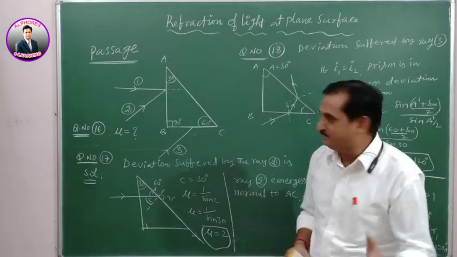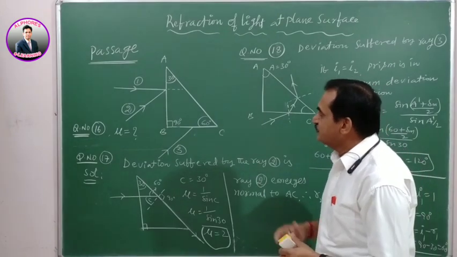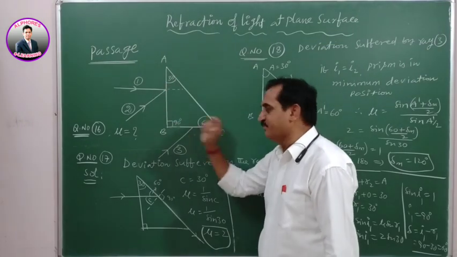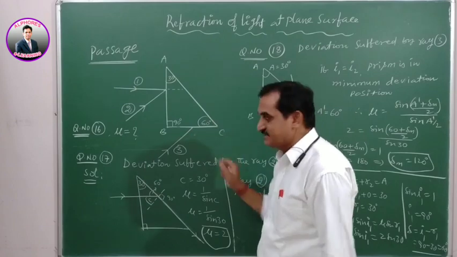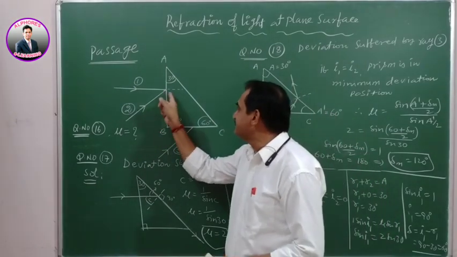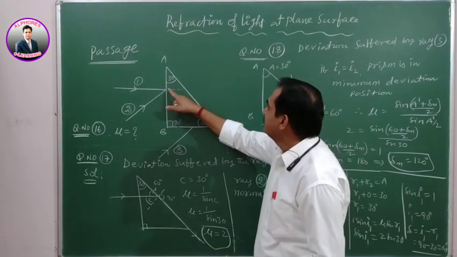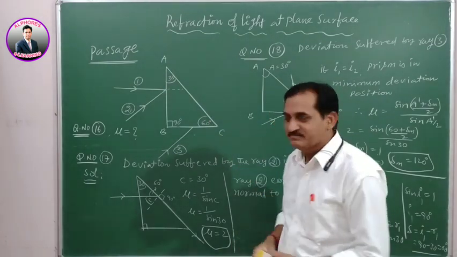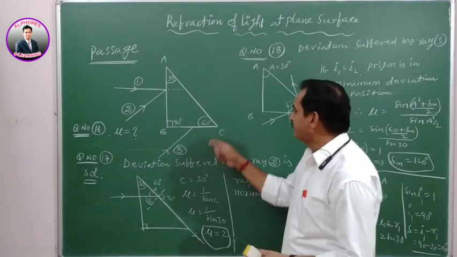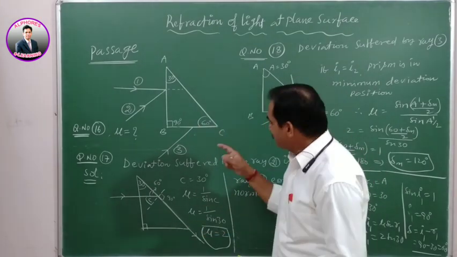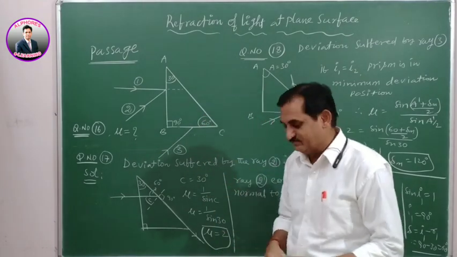Once again, I repeat, there is a right angled triangular prism on which ray 1 is incident normal to AB. After refraction it grazes the surface AC, and the second ray is incident on the same side AB. After refraction, it emerges perpendicular to AC, and the third ray is incident on BC, and after refraction it emerges such that the angle of emergence is equal to the angle of incidence for ray 3.